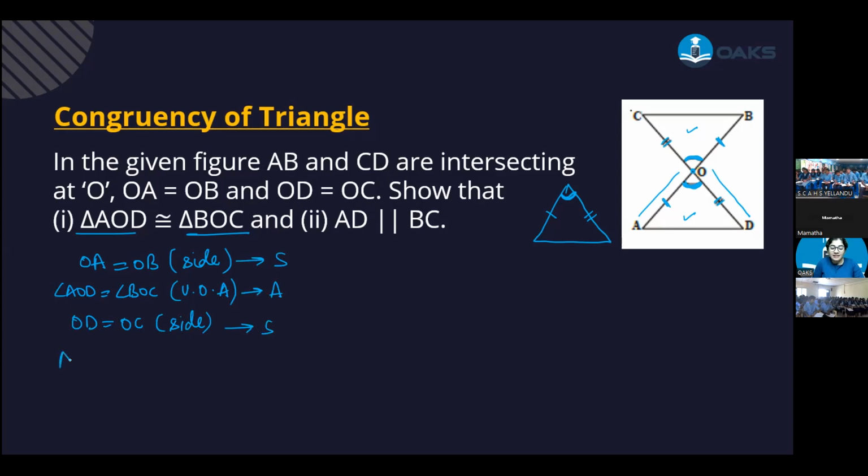So we can say that, just because of the previous statement that we have learned, triangle AOD is congruent to triangle BOC by SAS congruency criterion. With the help of these three, we can say that these two triangles are congruent. Do you understand why these two triangles are congruent? Are you sure? Okay. So these two triangles are congruent because of SAS.